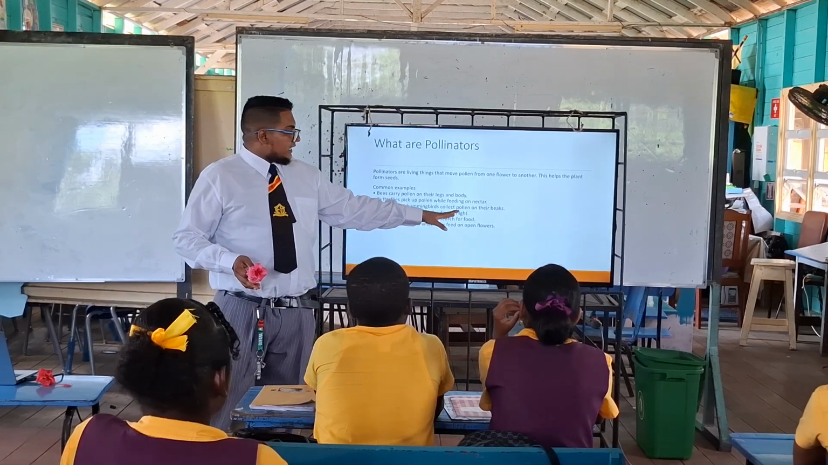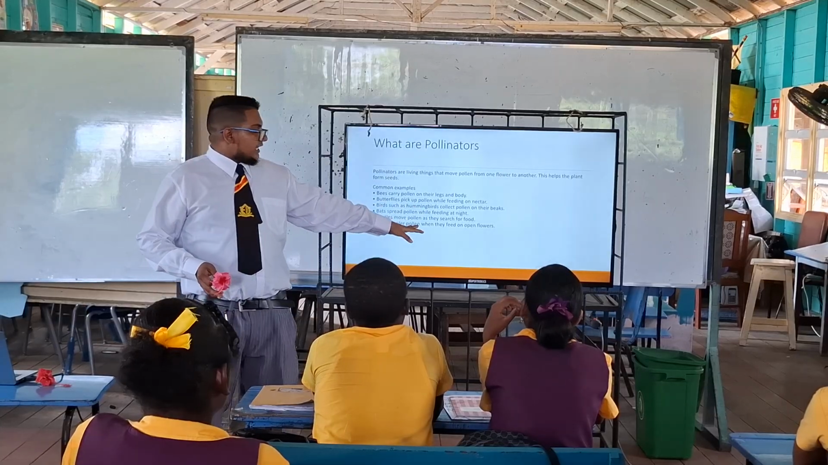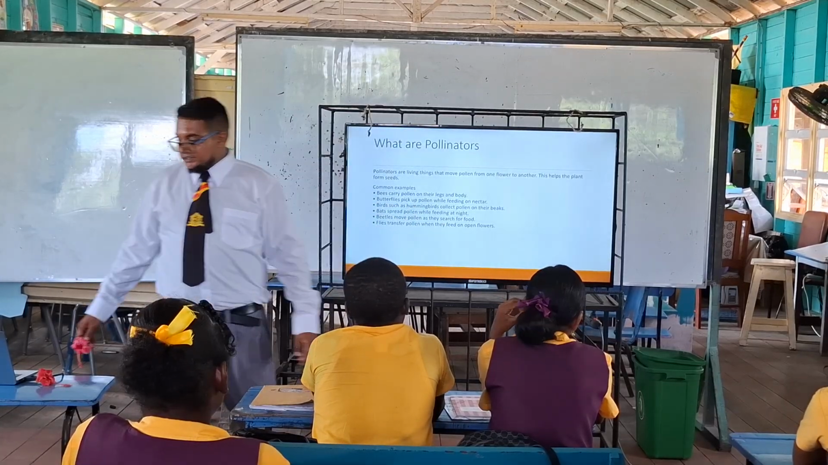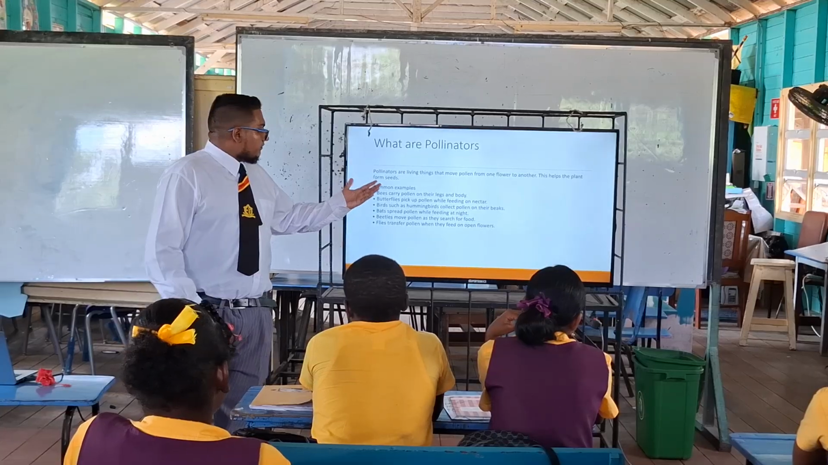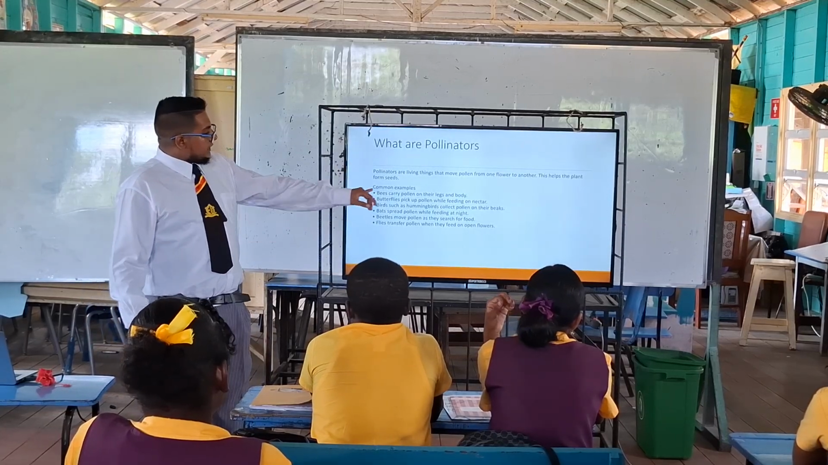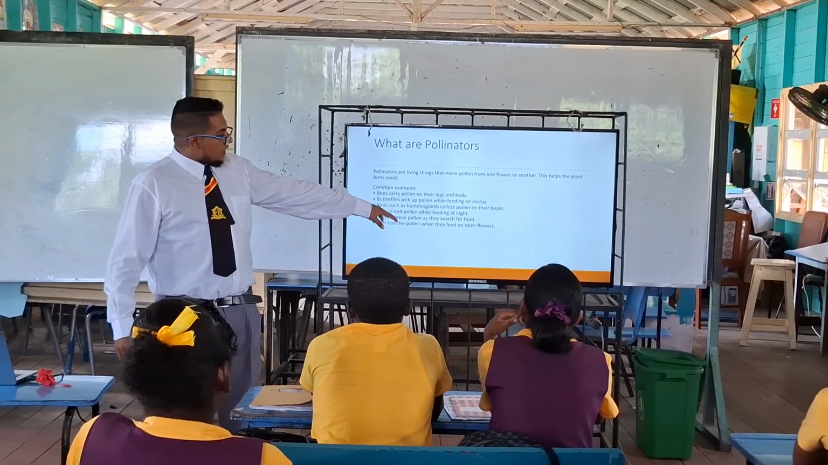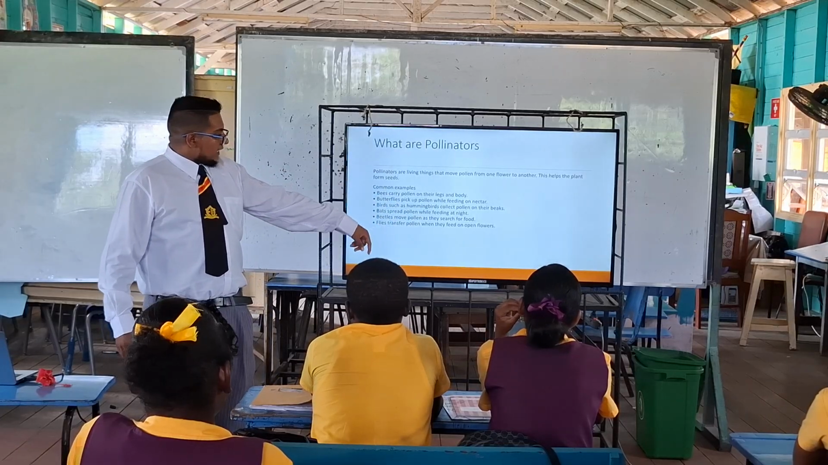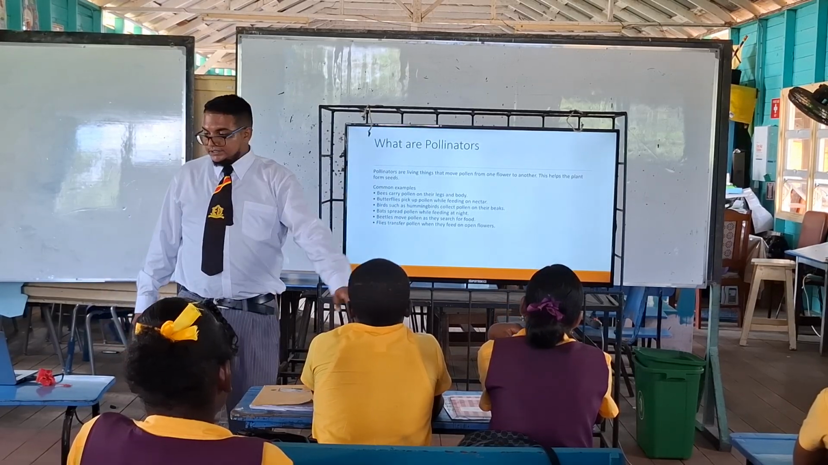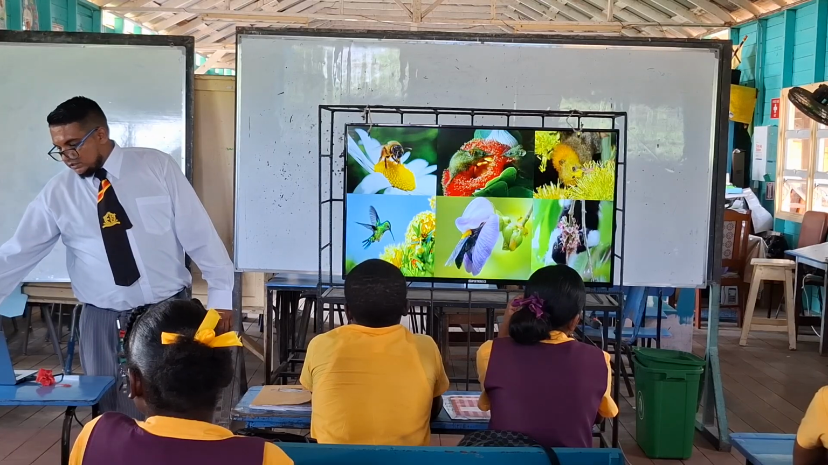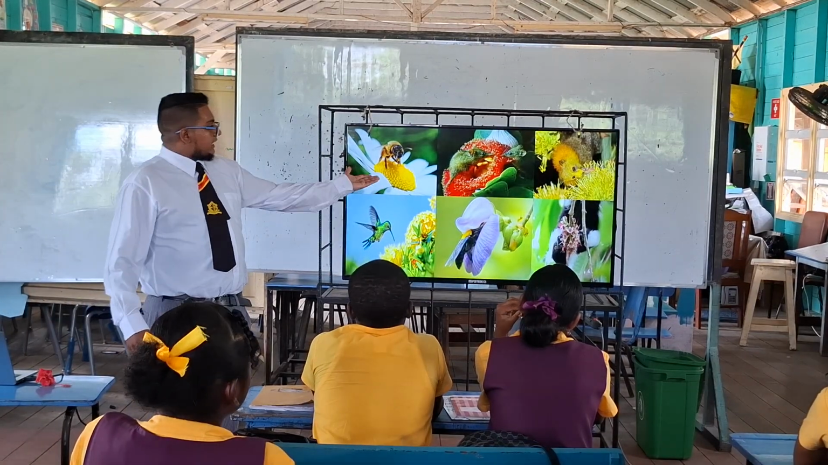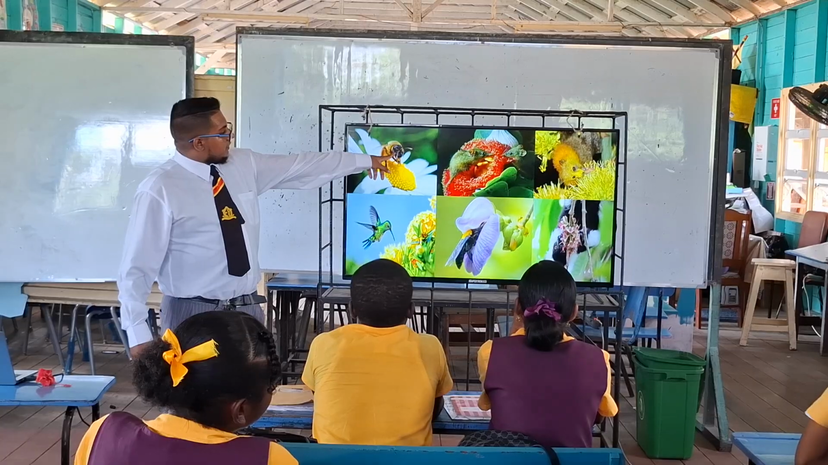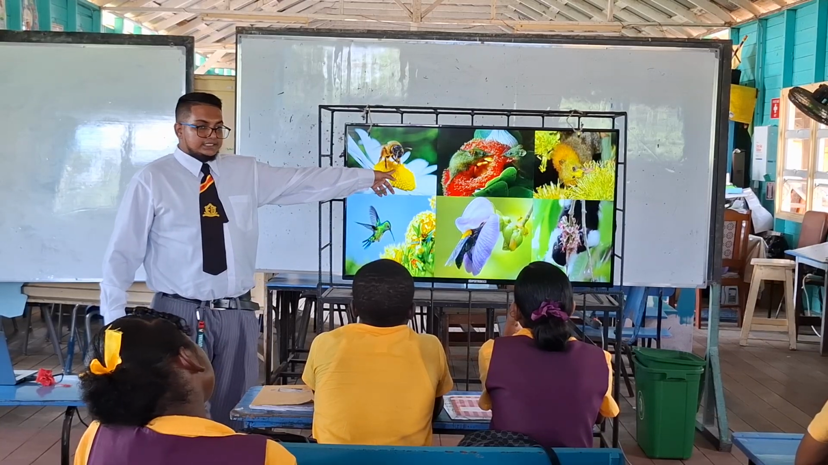Beetles move pollen as they search for food, and flies transfer pollen when they feed on the flower. Right? So examples of pollinators that we have: bees, butterflies, birds like hummingbirds, bats, beetles, and flies. Examples, bees. You can see the bee on the flower, and it has pollen grains on its antenna.